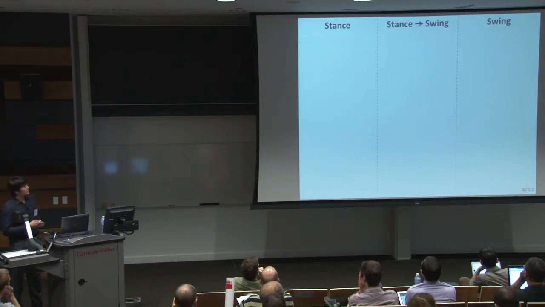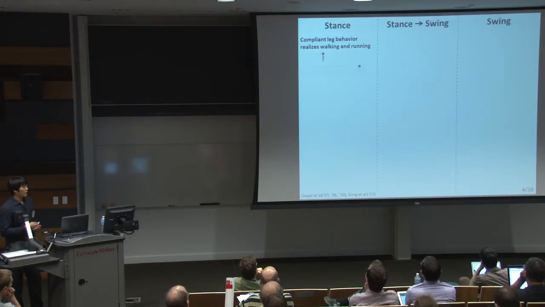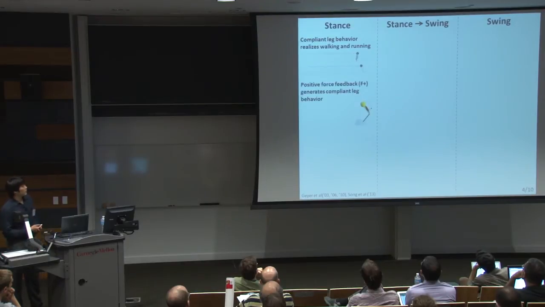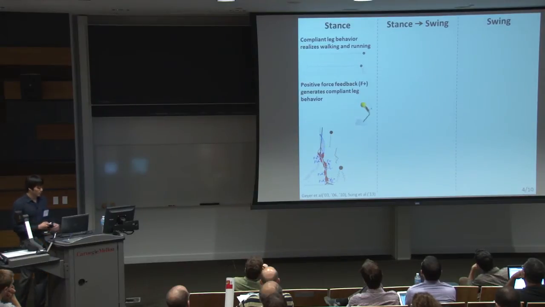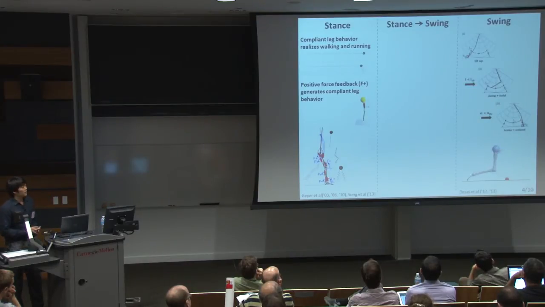The control has three phases: stance phase, swing phase, and the transition phase from stance to swing. Our stance control is based on our previous study that compliant leg behavior realizes walking and running, and that compliant leg behavior can be generated by positive force feedback. And our stance control encodes other functionalities such as balancing the trunk and preventing knee overextension. The swing control gets alpha target, the target footstep, as an input, and swings to this target. Ruta will give a poster talk tomorrow, so you can find her for the details of this control.